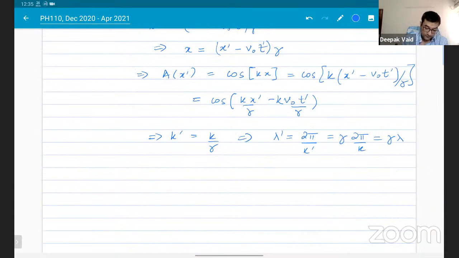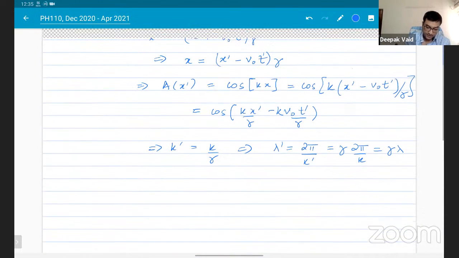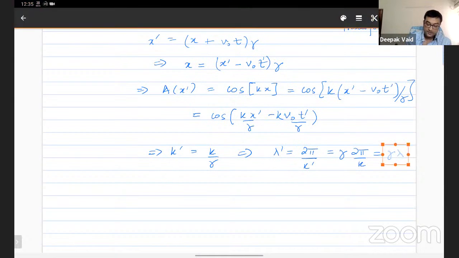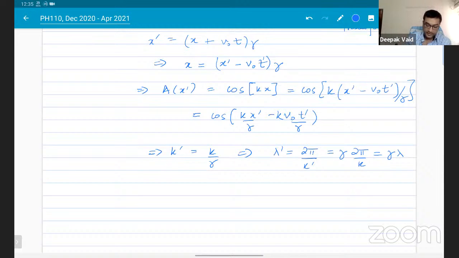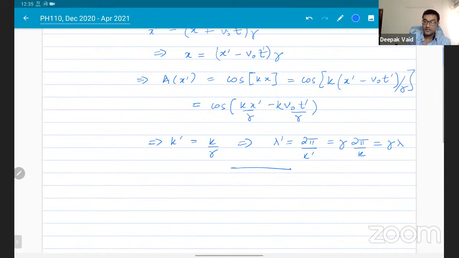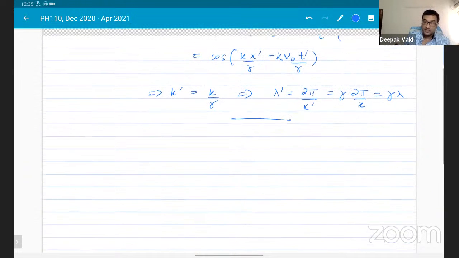So now in this case, what you're getting is something which might seem odd, which is that the wavelength is dilated instead of being contracted. But that is just an artifact of the fact that this is not really the way to go from one frame of reference to another frame. What I should do properly, right?